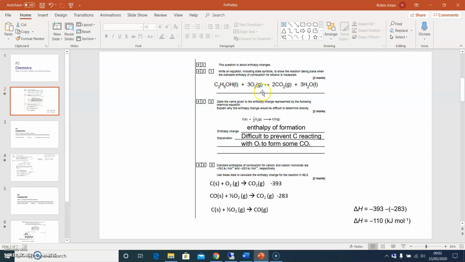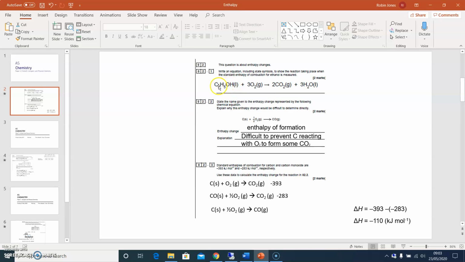Okay, let's see if we can work out the state symbols then. Ethanol is a liquid at room temperature. So this is standard states, means how you'd find them in the lab. Liquid, oxygen's a gas, carbon dioxide's a gas, and water is a liquid. You might be able to get away with gas here, depending on how hot it is. It may be steam, but water is a liquid at room temperature.